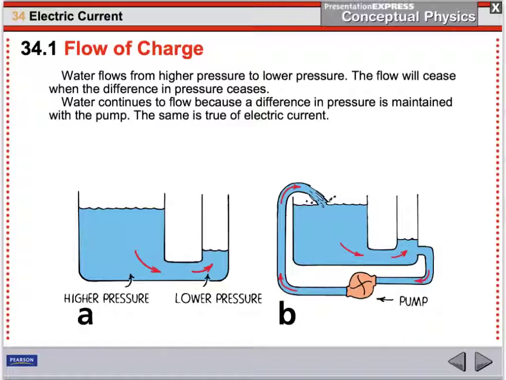It might help to think of electricity flow as water flows. If you have an area of higher water pressure and an area of lower water pressure, water will flow until the pressure equalizes. If you want to keep that flow going, you have to have a pump. In the case of electric current, that pressure is what we call voltage, or the electric potential. And the pump would be a battery that would keep the difference in pressure from one area to another.